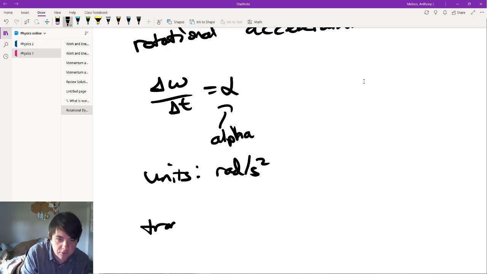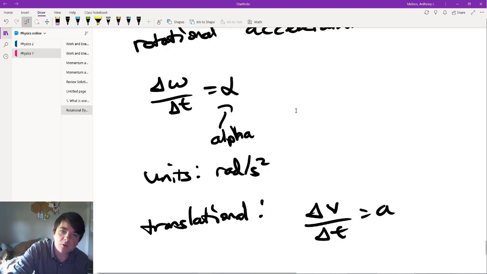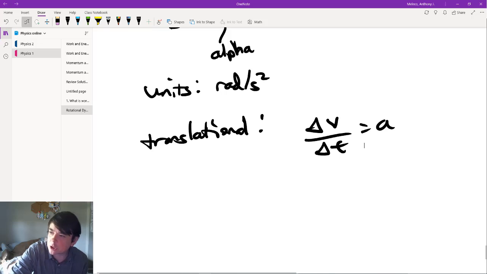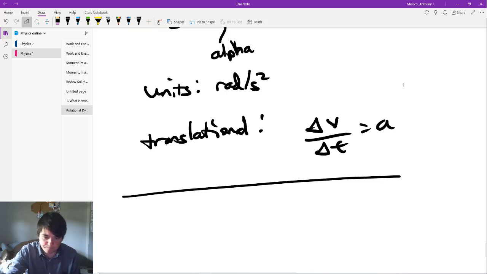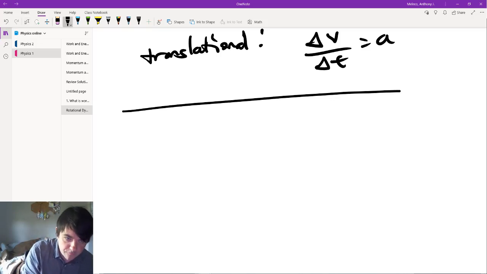And the translational analog for this would be delta velocity over delta time equals a. Okay, so very, very similar definitions here. There's one other thing I need to discuss before we break this wide open. There's like two more things. And then I can give you the rotational kinematic equations, which will look familiar.